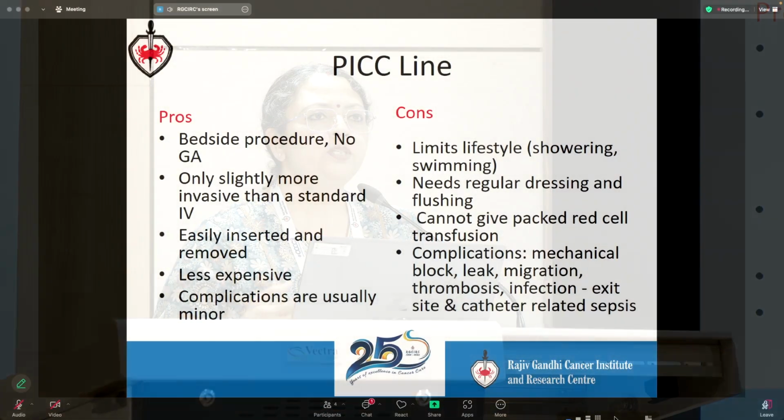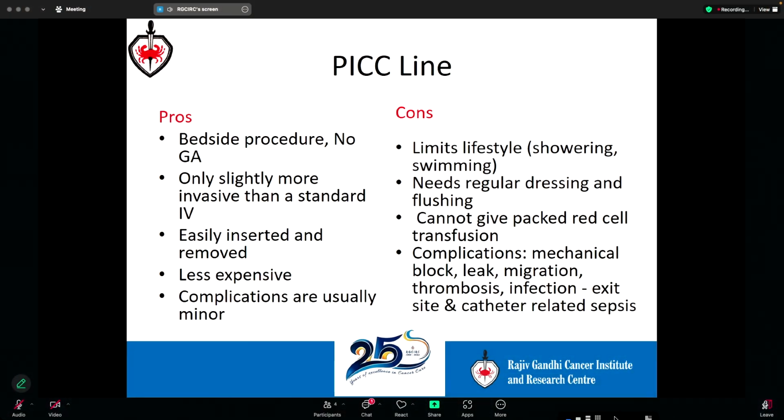Because it's an external catheter, the chances of infection are definitely higher because there's contact with skin. It has to be kept dry, and they have to take precautions while bathing, which I feel is easily done with the arm. Complications are usually very minimal because it's a peripheral vein that is being used. You won't get a pneumothorax after insertion of a PICC line.